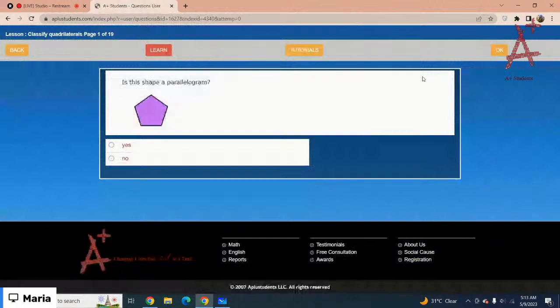Okay, is this shape a parallelogram? No, this isn't a parallelogram. Got it? A parallelogram has opposite sides parallel and equal in measure, so this would not be a parallelogram.